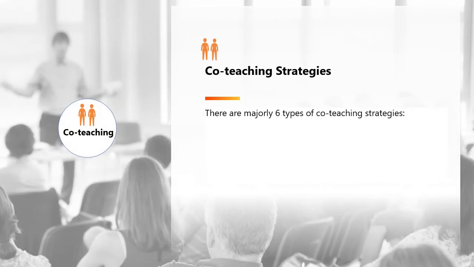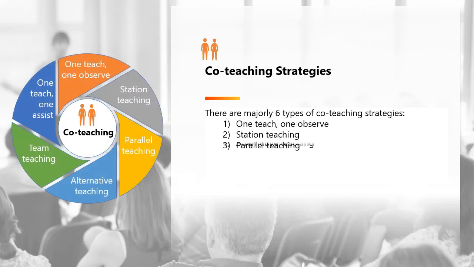There are majorly 6 types of co-teaching strategies. First type of co-teaching strategy is, 1 teach, 1 observe. Second type is station teaching. Third type is parallel teaching. Fourth is alternative teaching. Fifth type is team teaching. Sixth type is 1 teach, 1 assist.